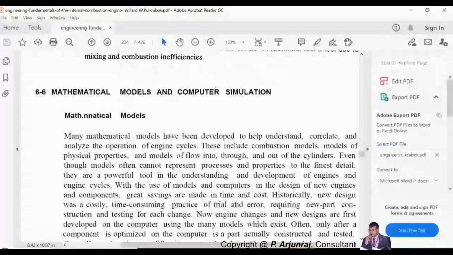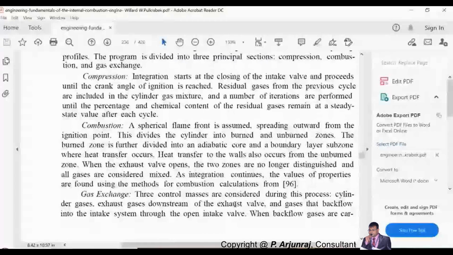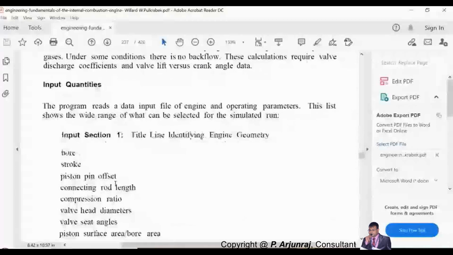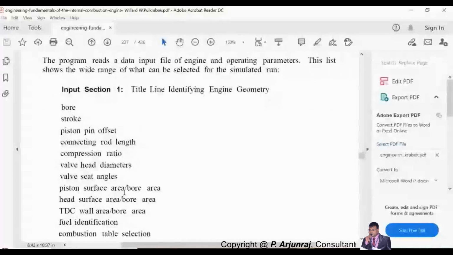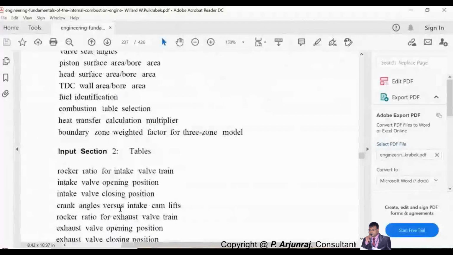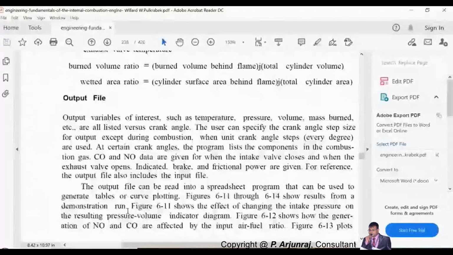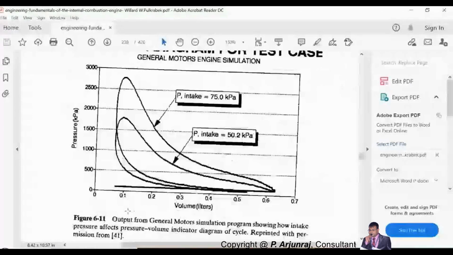You can also do the simulation using your system, basically a mathematical model. You need to give some inputs for this, so we will see what all those inputs are. You need to consider the engine bore, stroke, piston pin offset, connecting rod length, compression ratio, valve diameters, angles, and TDC values. You need to give all this as input, and correspondingly you get the output in the case of the formula.